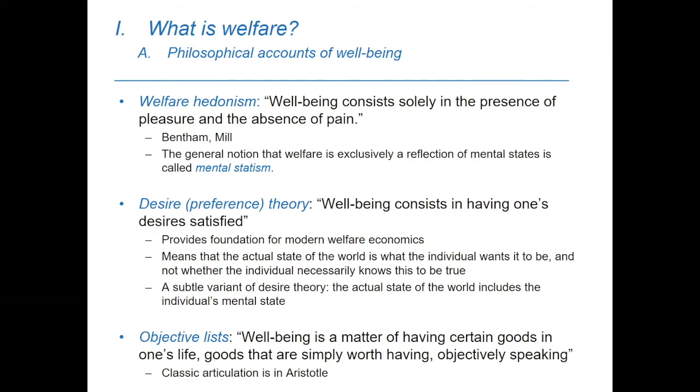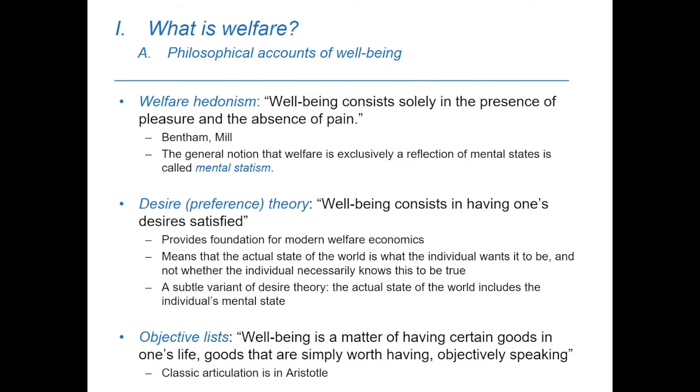The second school of thought consists of desire theories or preference theories. And these hold that well-being consists in having one's desires satisfied. This school of thought provides the foundation for modern welfare economics. It's important to be clear about what this means. It means that well-being depends upon whether the actual state of the world is what the individual wants it to be, and not necessarily whether the individual knows this to be true.